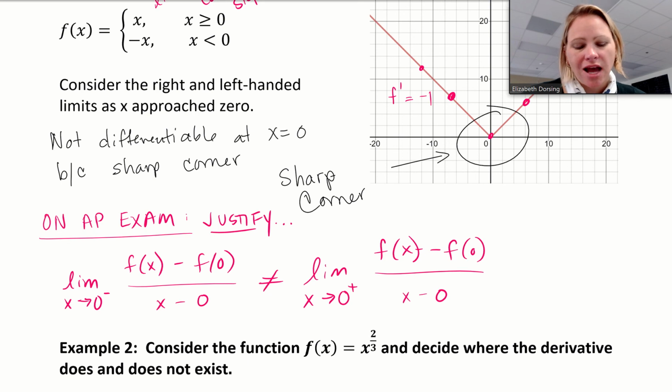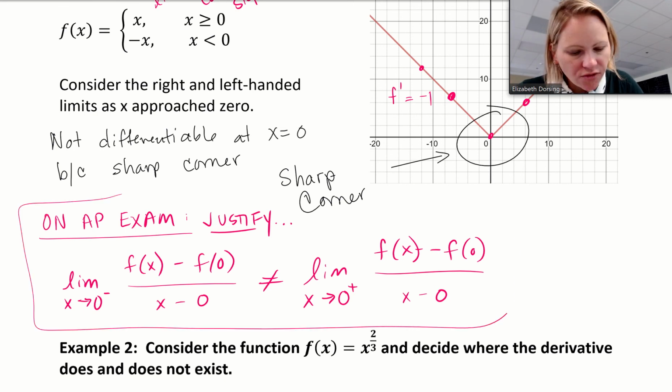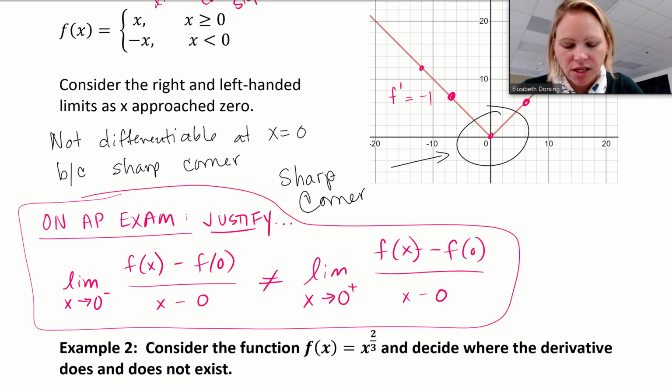You're going to just say, as we approach that point in question where I see the sharp curve, the slope between the function and f of 0 and then x and 0 is not going to be the same. And I would write it this way every single time. This is the justification that the AP graders will look for. This is the most succinct way to write it, and this is what's going to give you full credit when you justify that a derivative does not exist.